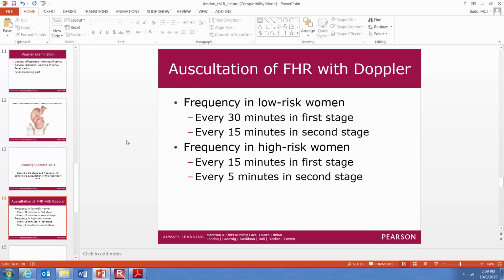But I will say to you, if you have a high risk woman, you will not be doing Doppler assessments. You will have her on a continuous fetal monitor. Okay, so if you're doing Doppler, you're assessing and documenting according to these time frames.